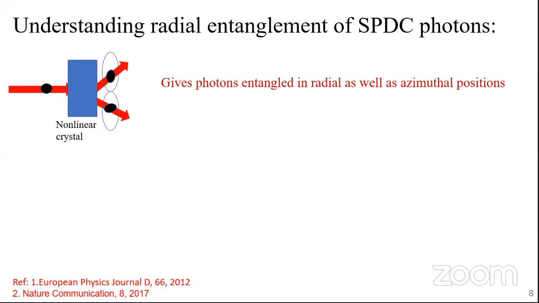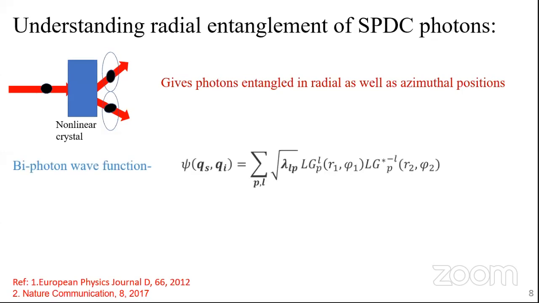Okay, sure. So if one photon is at R theta location, another photon will be at R minus theta location. As the radial and azimuthal positions are entangled, the biphoton wave function, that is the combined wave function of these two photons, has a spin decomposed form in the LG (Laguerre-Gaussian) LP basis. And you can see if one photon has mode indices P and L, then another photon will have mode indices P and minus L. So they are entangled in their radial as well as azimuthal mode indices.